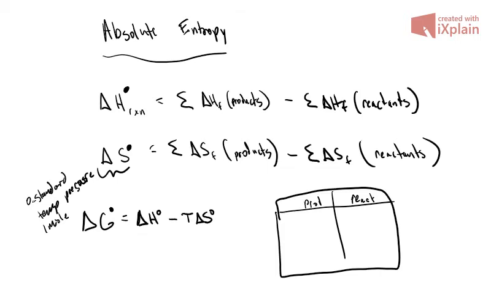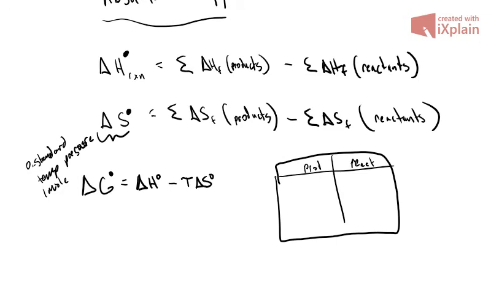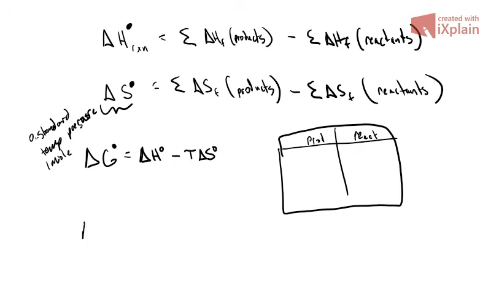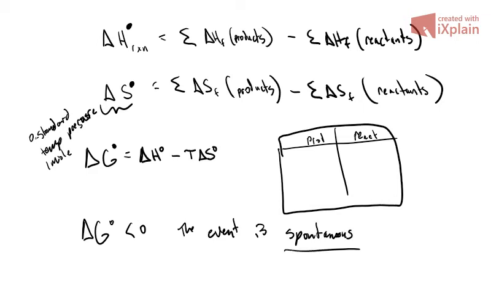Okay, now as a reminder, this is going to be a very quick video because this is a very easy little calculation. As a reminder, delta G naught, if it is below 0, the event is spontaneous. Now that spontaneous means it will happen without any push. It doesn't mean that it will happen super quickly, like when we're talking about kinetics. What it does mean is that it will happen on its own.